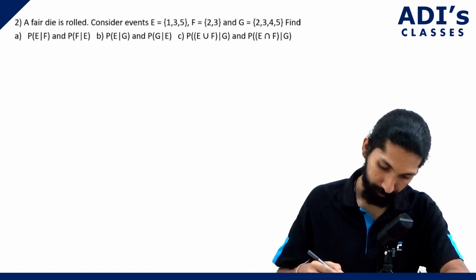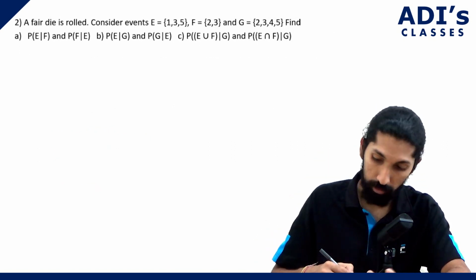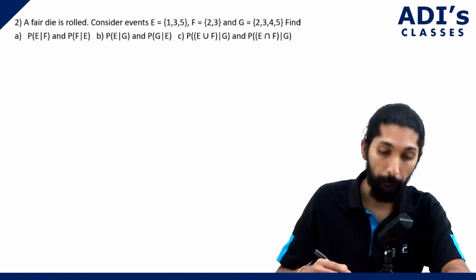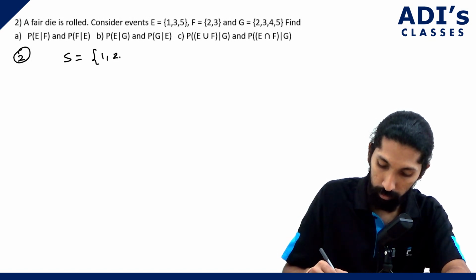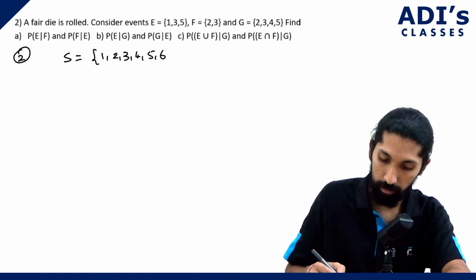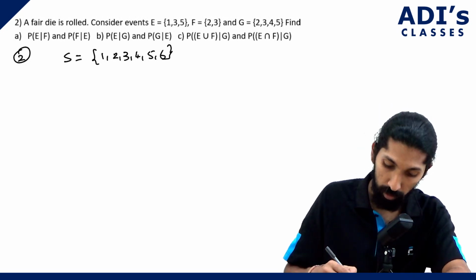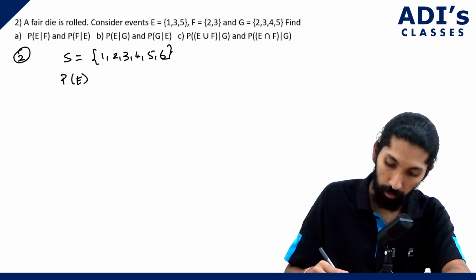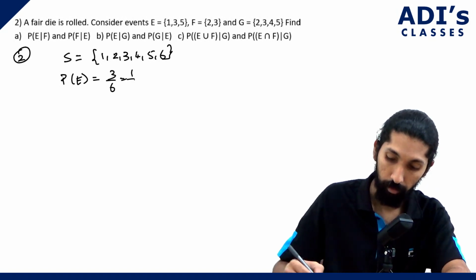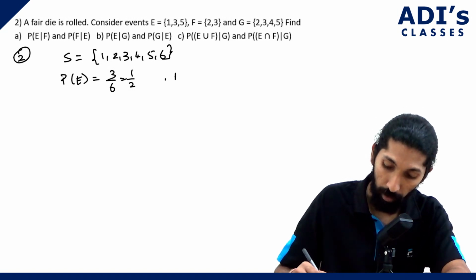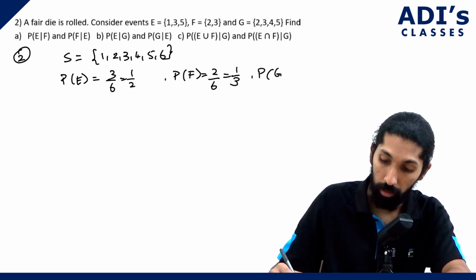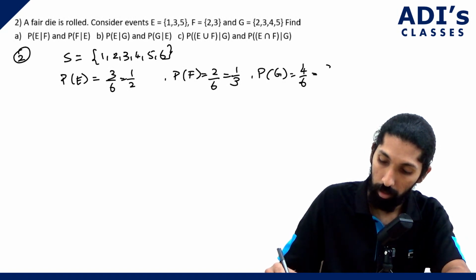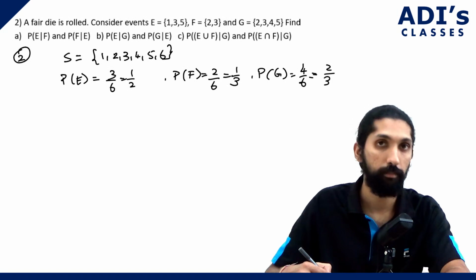Look at the second one. A fair die is rolled. Consider the events. Okay, fine. They're asking you so many things. First, let's look at the sample space. Sample space is 1, 2, 3, 4, 5 and 6. Correct. So what is P of E? 3 out of 6. Half. Correct. And what is P of F? That's 2 out of 6, 1/3. And P of G, 4 out of 6. It's 2 by 3. Correct.